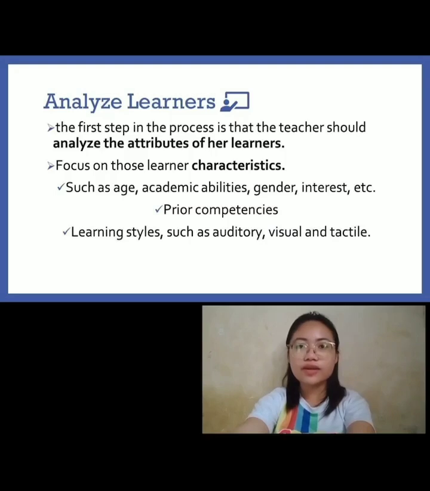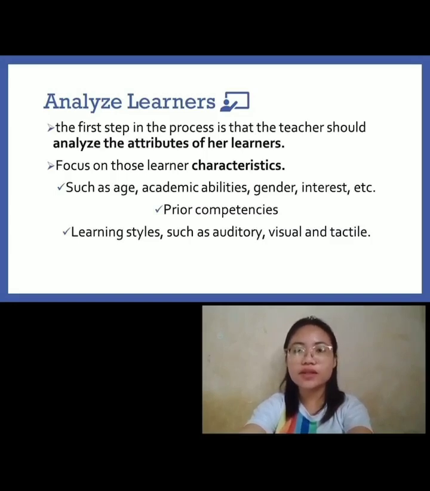In the SURE model, analyze learners involves understanding the characteristics, needs, and preferences of the students to tailor instruction effectively. For example, if a teacher identifies that the majority of students in the class are visual learners, they might incorporate more diagrams and videos into lessons. By analyzing learners, you can create lessons that are more engaging and relevant, helping to ensure better learning outcomes.